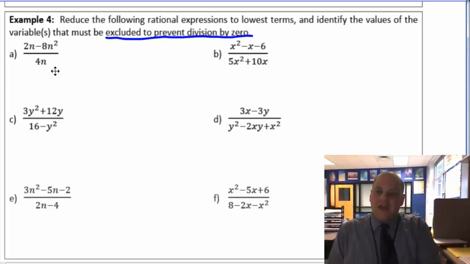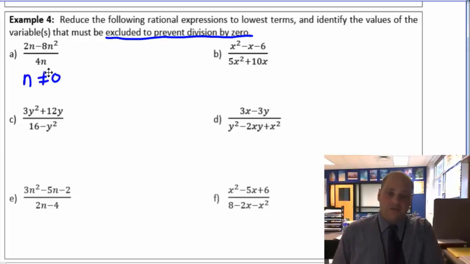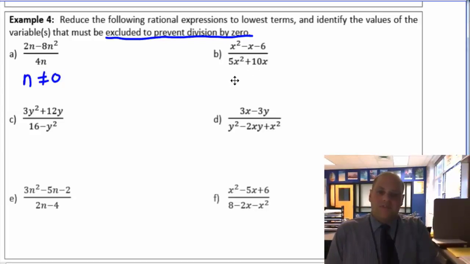So for n, n cannot be 0 because 4 times 0 would give you 0. Here, we have to factor in order to tell it. So let's factor it out. Well, we might as well factor the denominator first. So it's going to be 5x, x plus 2. So we have a 0 here. X cannot equal 0. And x cannot equal negative 2. So my restrictions are 0 and negative 2.